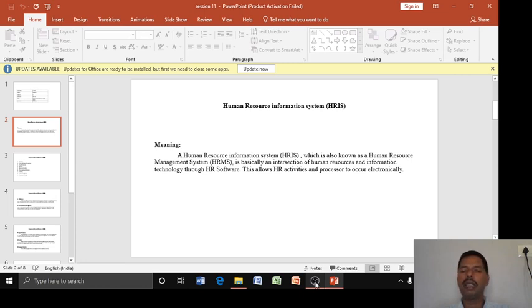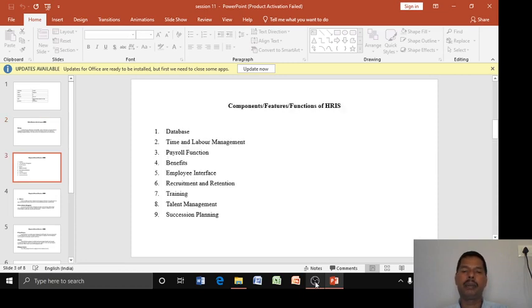This allows HR activities and processes to occur electronically, or managing human resource electronically. It can be termed as HRIS. Components or features or functions of HRIS. What are the basic components of human resource information system? As I said earlier, it is nothing but the newer approach to manage human resource by electronic means or through computer system. So what are the components?